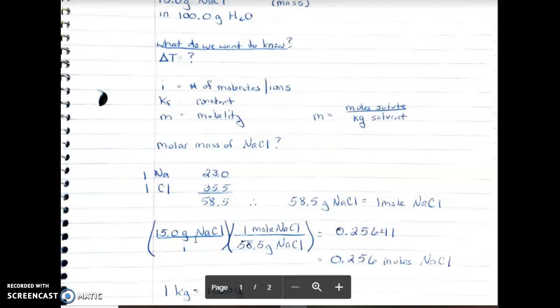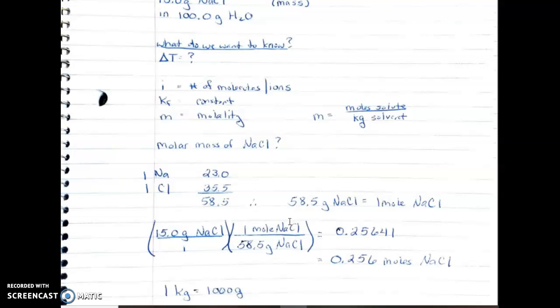So I take that 15.0 grams of sodium chloride, and I know I'm going to divide by 58.5 grams of sodium chloride because I want the grams to cancel, leaving me with the number of moles that I have. When I do this mathematical expression, 15.0 grams divided by 58.5 grams of sodium chloride, I end up with a number that looks like this, 0.25641.